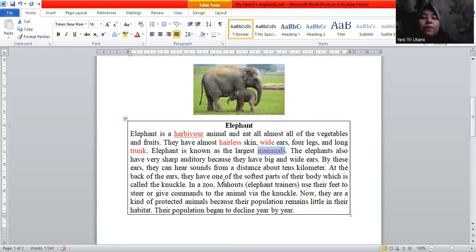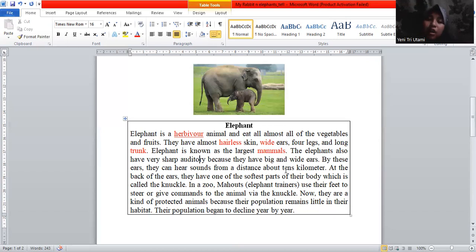They feed their babies. And then the elephant also has very sharp hearing because they have big and wide ears. So in the next sentence, it is described that by these ears they can hear sounds from a distance of about 10 kilometers. Because they have big and wide ears, they have very sharp hearing which can hear sounds from a distance of about 10 kilometers.